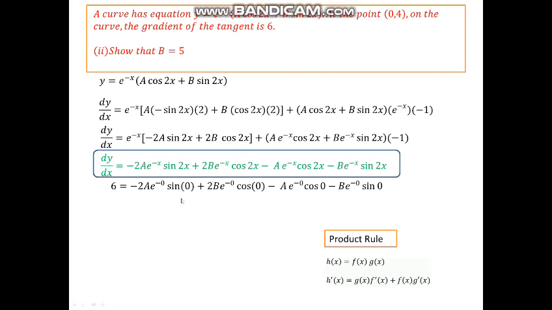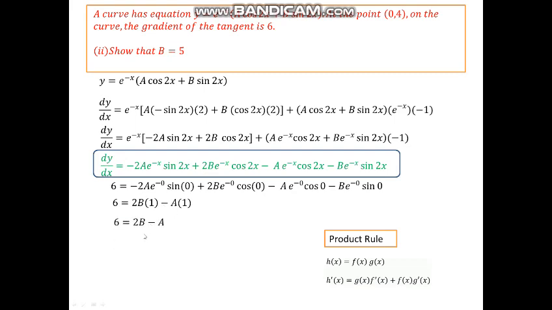You remember sine 0 is 0, so the first term and the last term you can actually strike off. What you are left with is just the second and the third term. So I just write it down again. I get 6 equals 2b e to the power of negative 0, which is 1. Cosine 0 is also 1. Minus a, e to the power of negative 0 and cosine 0 are both also 1. So you get 2b minus a.